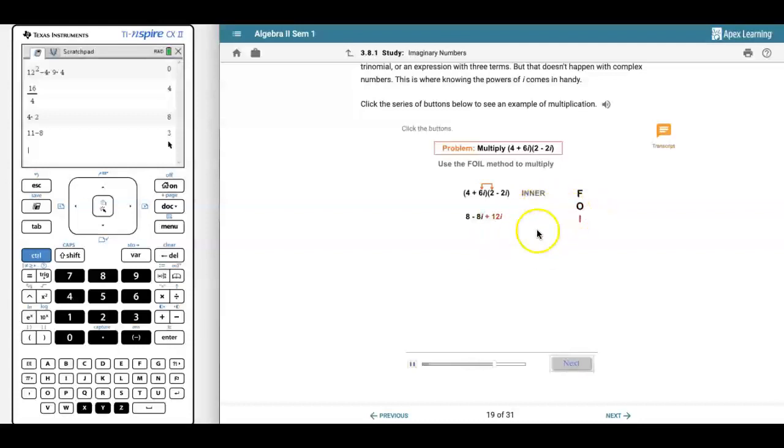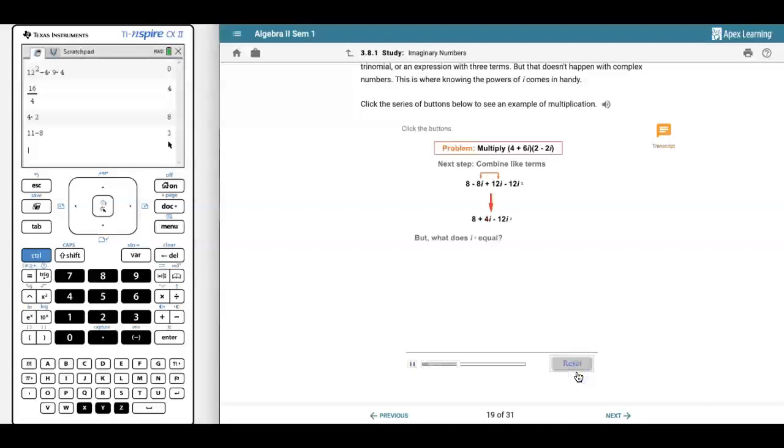Then we do the inner: 6i times 2 gives us 12i. And then the last one there, 6i times 2i, gives us 12i squared. So then we're just going to combine the like terms for the next step here. When we combine the like terms, we get 4i.